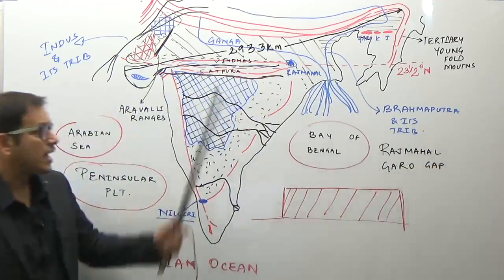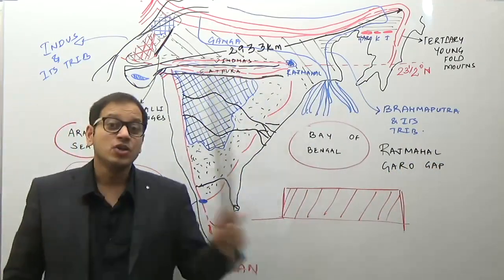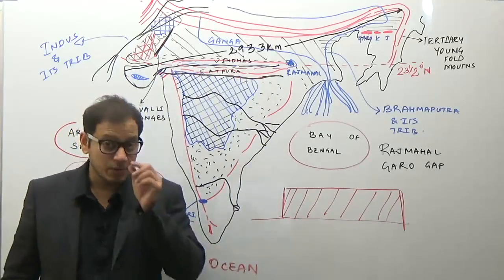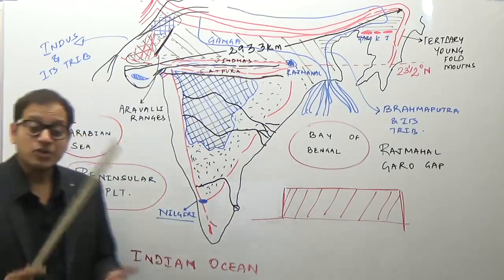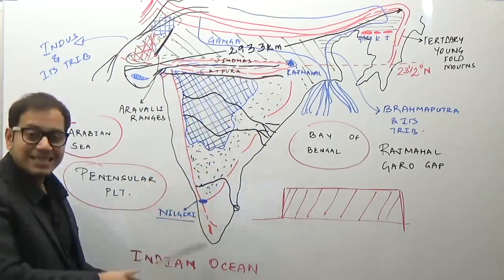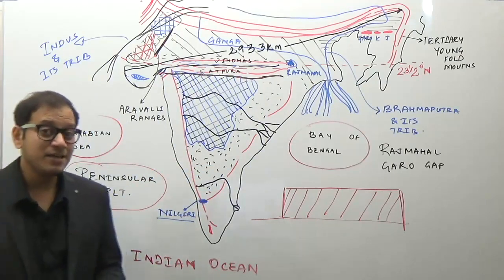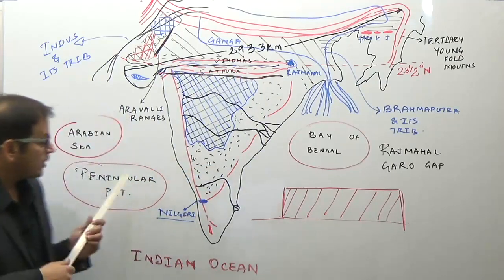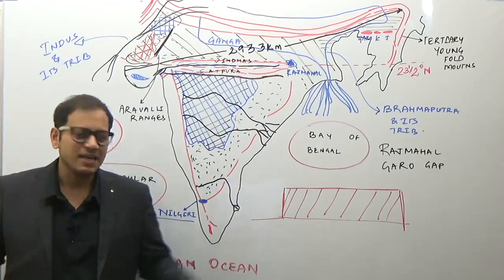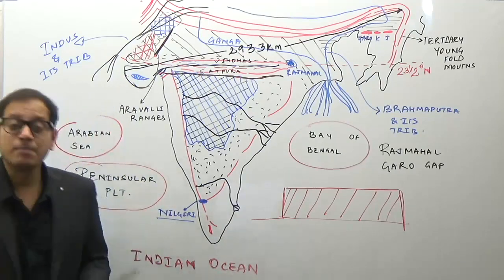So the Rajmahal Garo Gap separates the Meghalaya Plateau region from the Peninsular Plateau region, though the Meghalaya Plateau region is a part of the Peninsular Plateau region. So this is the Peninsular Plateau region. The largest part of the Peninsular Plateau is this inverted triangle. Again, keep in mind, why inverted triangle? Because it is a triangle, therefore it is known as a peninsula. Because it is an old flat tableland, therefore it is known as a plateau region. So this is known as a peninsular plateau region.